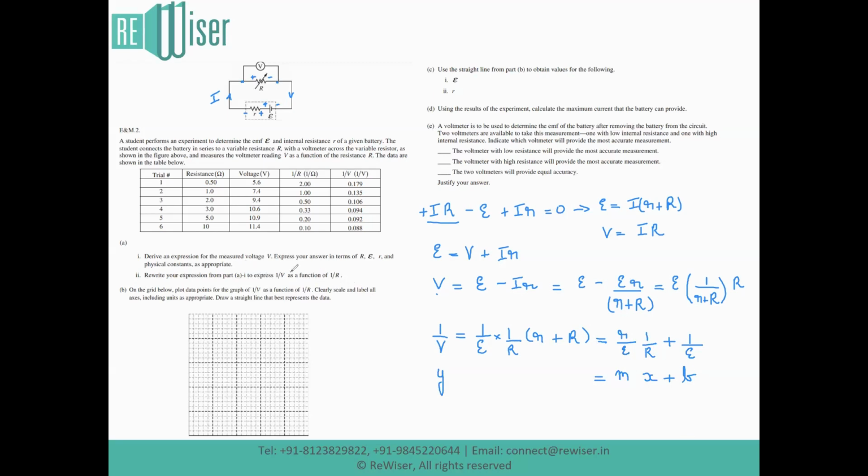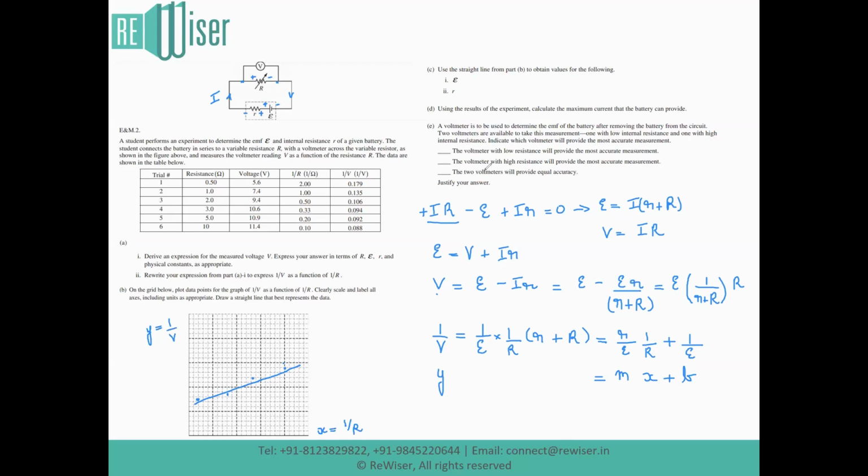Now, rewrite the equation in terms of 1 by V as a function of 1 by R. Done. On the grid below, plot the data points for a graph of 1 by V as a function of 1 by R. Here the y coordinate is nothing but 1 by V. The x coordinate is nothing but 1 by R. The expression is y equal to mx plus b: 1 by V is equal to r by epsilon into 1 by R plus 1 by epsilon. If I plot the points and join them, the points should almost represent a straight line, with the line of best fit being drawn as shown.